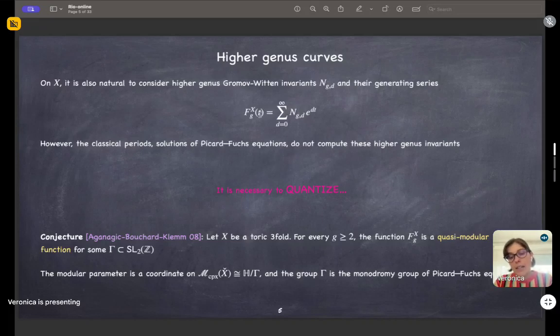we shouldn't take the t as I did before, but rather another choice of parameter in the complex moduli, which in this example has the natural structure of an elliptic curve. So it's the quotient of the upper half plane by the group gamma. So this is the structure that is expected in general for a certain family of threefolds, and this conjecture has been proved in some examples, for instance, for local P2.